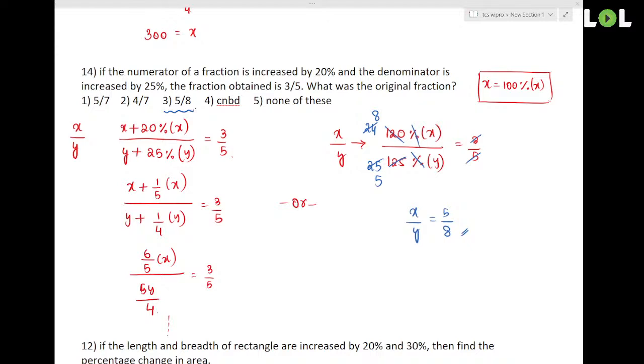Everyone, did you understand this question? Did you understand this question, everybody? Please confirm in the chat box, guys.